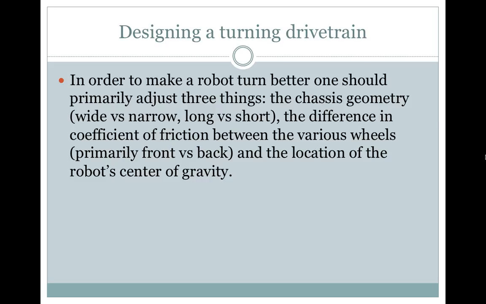In order to make a robot turn better, one should primarily adjust three things: the chassis geometry, wide versus narrow, long versus short; the difference in coefficient of friction between the various wheels, primarily front versus back; and the location of the robot's center of gravity.